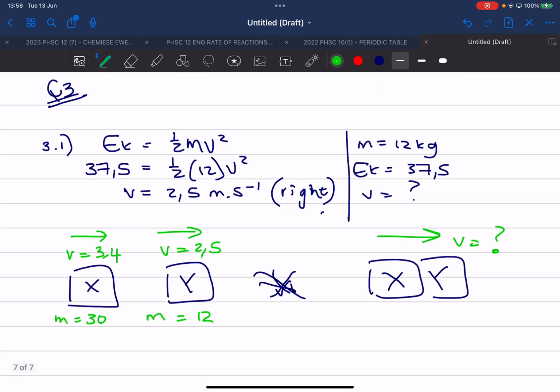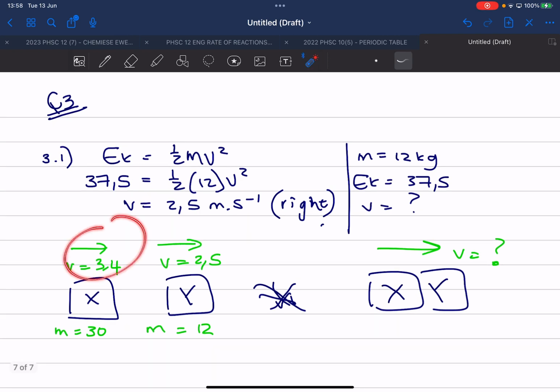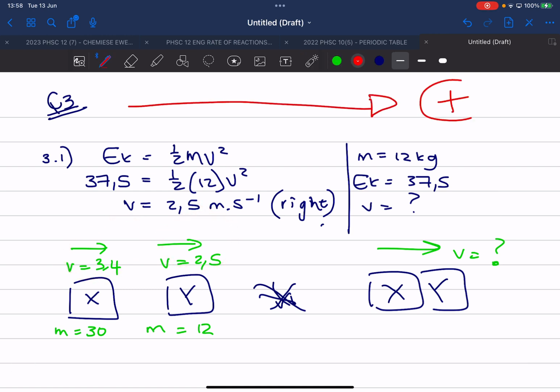Okay, now something that I forgot at the beginning of this question, momentum. Momentum is a vector. Vectors het grootte en rigting, direction. So as you can see, it's moving to the right, moving to the right. So I say, let to the right be positive.